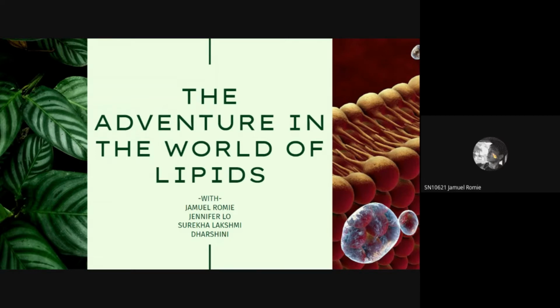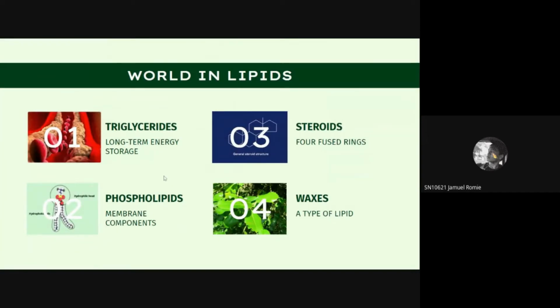Next slide. So, what are the components that make up the world of lipids? The first one is the triglycerides, which is the long-term energy storage. Second one is phospholipids, which is the membrane components. Third one, the steroids, which is known as four-fused rings. And the last one, which is waxes, it is a type of lipid.